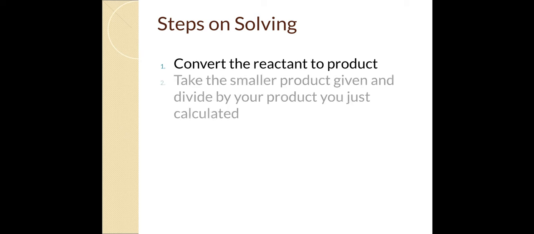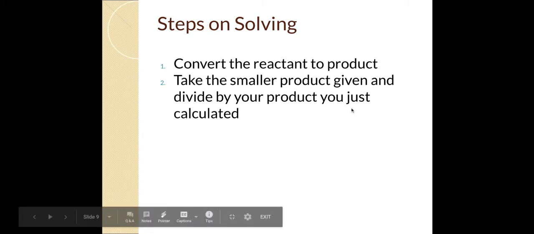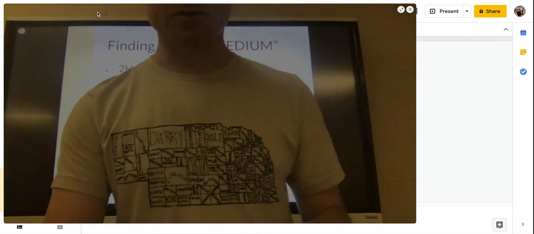I'll show you guys this. So take that reactant, convert it to the product that was given to you in the problem. So since it was water, we want to convert to moles of water. And then we just take the smaller number divided by the bigger number. That's all we have to do here, okay? I will show you guys these steps on this here. Okay. So try this.